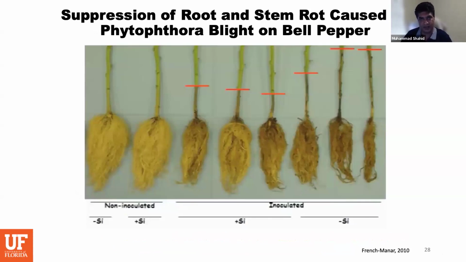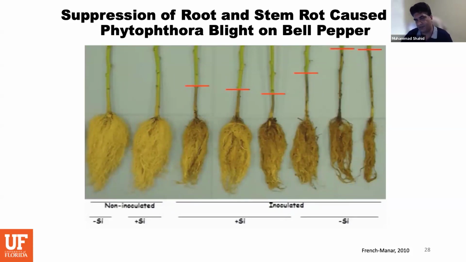In another study, silicon was very successful in suppressing the root and stem rot, Phytophthora stem rot, on bell pepper. So these are the non-silicon treated, and this is silicon treated when they were not infected with the pathogen. But when they were infected with the pathogen, you can see the difference. This is the silicon treated: you will not see much browning in the roots, which is an indication of the disease attack, and there is not much progression towards the stem. But in the case of non-silicon treated, you can see there are very few roots, more browning of roots, and the disease progression is more toward the stem.